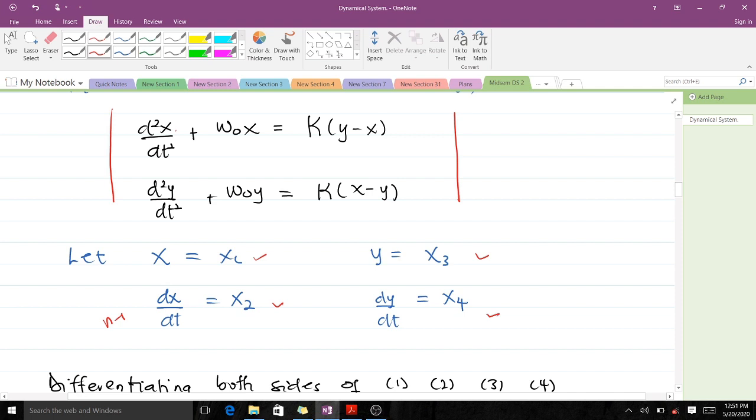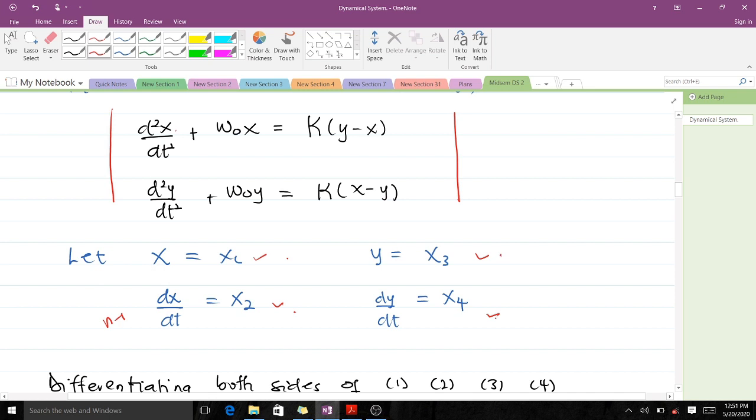The next thing we do is, know that here we just let it. Someone could have let x be anything. So we are just letting x to be equal to x1, dx/dt to be x2, and so on. Now what we do is differentiate both sides of equations 1, 2, 3, and 4. So this is equation 1, this is 2, 3, and 4.